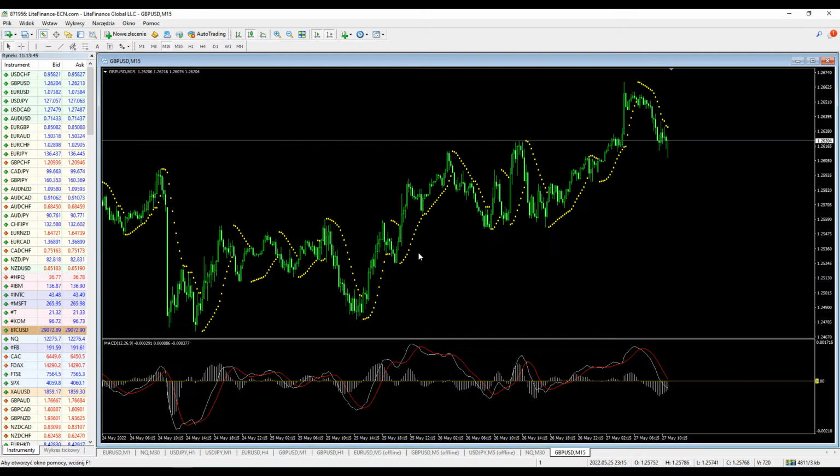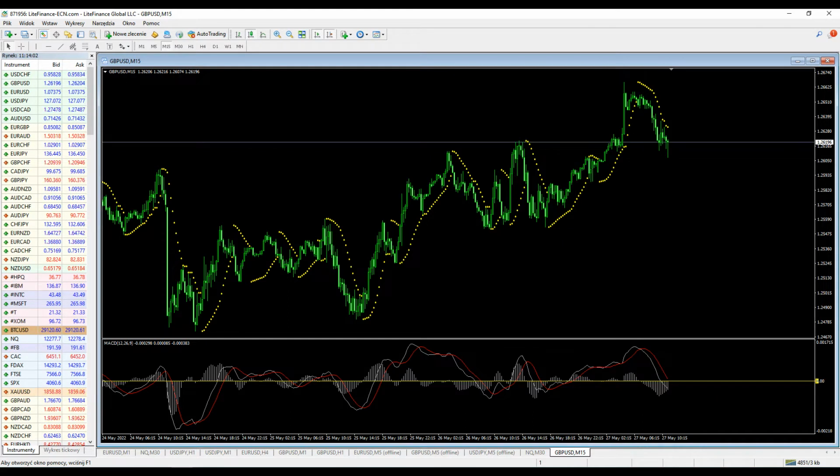And trying to avoid the ranging market and using the current market sentiment, or price action, it really, really may work for you. So what are the setups?